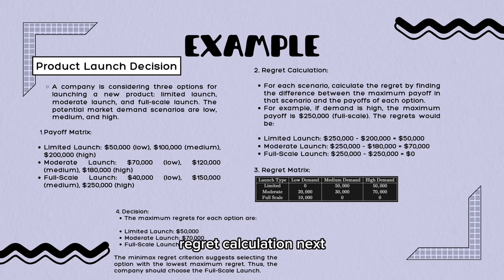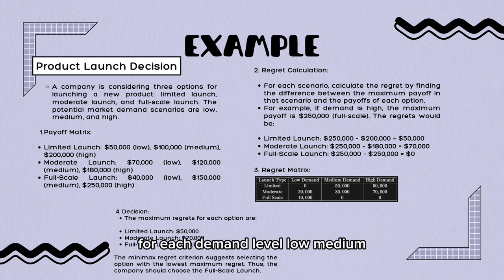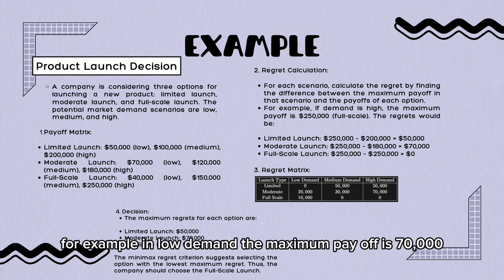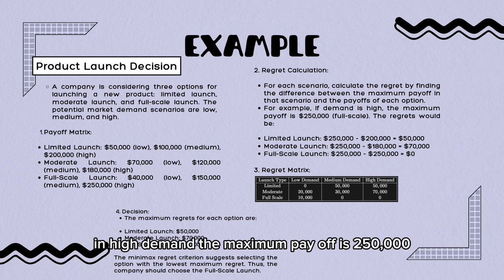Step 2. Regret calculation. Next, we calculate regret. Regret is the difference between the best possible payoff in a given scenario and the payoff from choosing a particular option. For each demand level, low, medium, high, we first identify the maximum payoff. For example, in low demand, the maximum payoff is 70,000. In medium demand, the maximum payoff is 150,000. In high demand, the maximum payoff is 250,000.